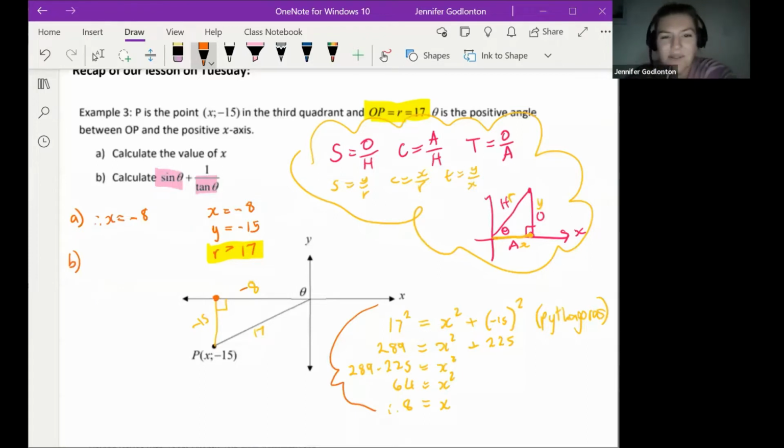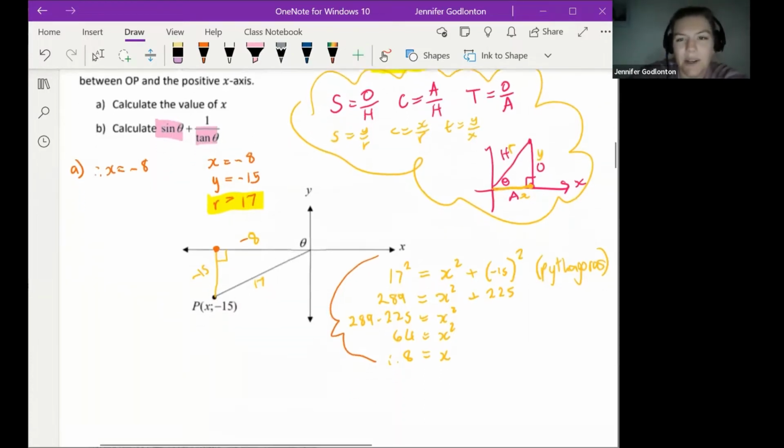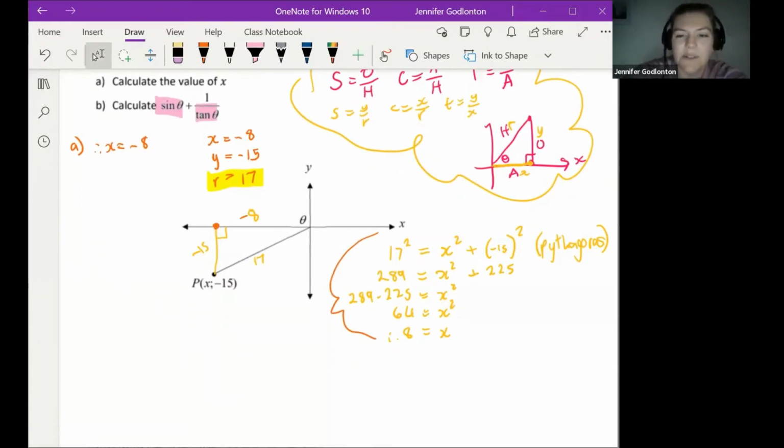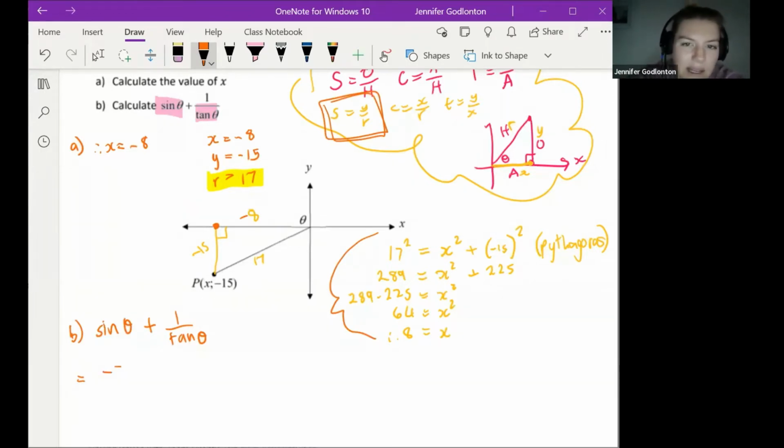Okay, let's see if we can figure this out. Tell me if you've managed to get at least some of the steps. We're going to break these down into different steps. B. I'm going to write our question first. We've got sine theta plus 1 over tan theta. Sine theta is y over r, so sine theta is going to be negative 15 over 17.